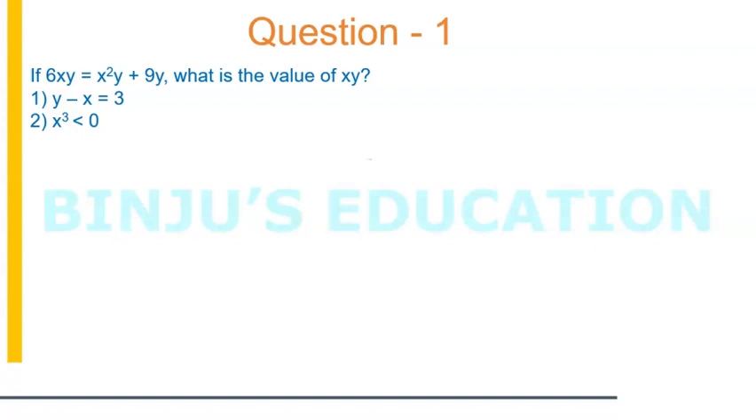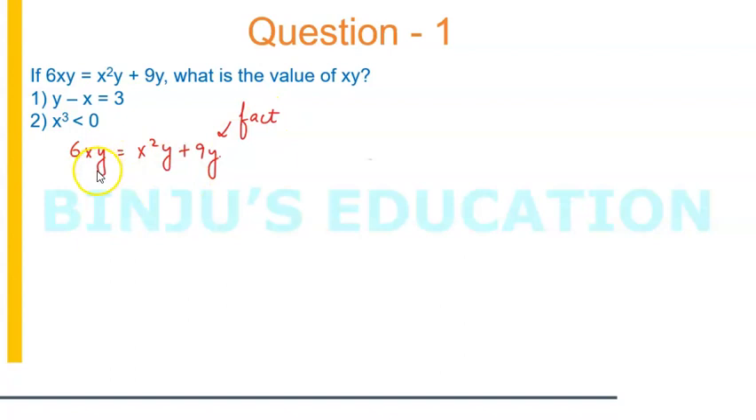Okay, let's see how we can solve this one. It says that if 6xy is equal to x square y plus 9y, what is the value of xy? Before even moving to statement 1 and statement 2, my first goal would be to solve this equation, because whatever is given to us in the question is considered a fact. So let's solve this part first.